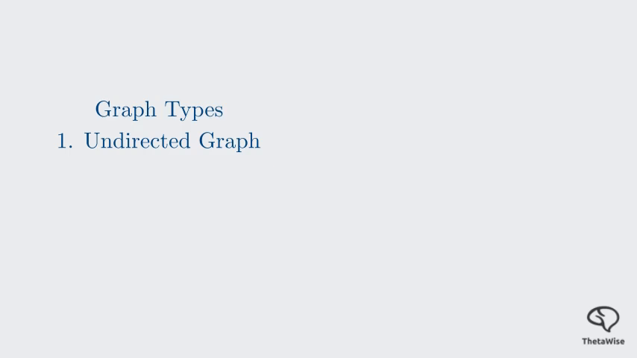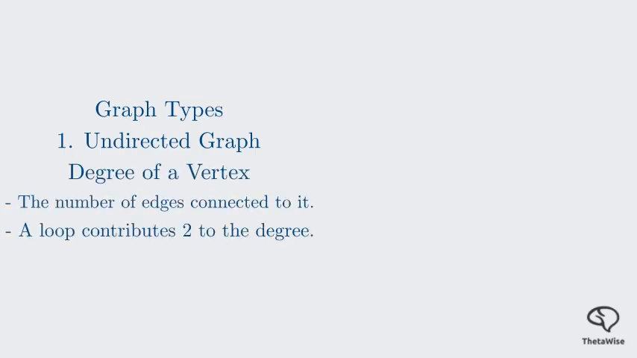For undirected graphs, we introduce the concept of degree. The degree of a vertex is simply the count of edges connected to it. A key rule to remember is that a loop on a vertex contributes 2 to its degree. Let's see this in an example. Consider this undirected graph. Let's find the degree of each vertex.